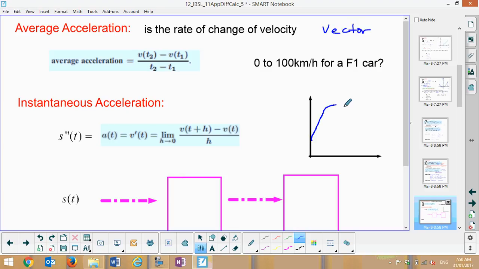So let's say our velocity graph looked like this. If this is our velocity, and that's our time. If we're doing an average, we're just taking it from one time to another time. Whereas if we're doing instantaneous, we're taking a tangent to the curve, so it gives us more accurate information. Our second derivative, using our calculus, will give us the instantaneous acceleration.